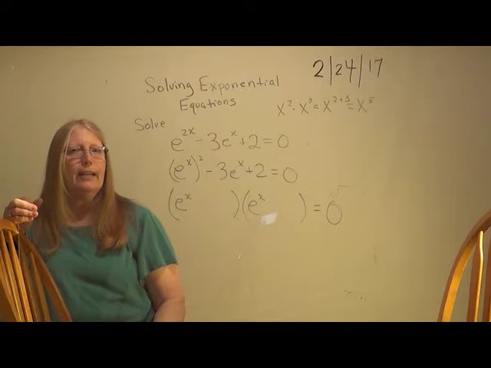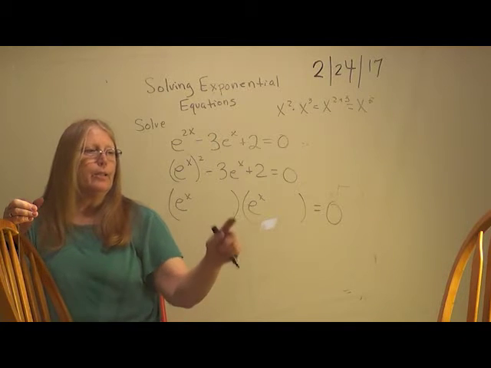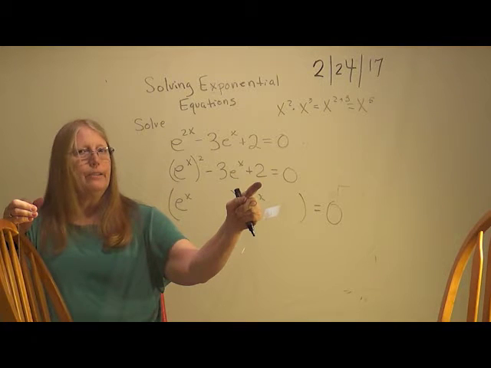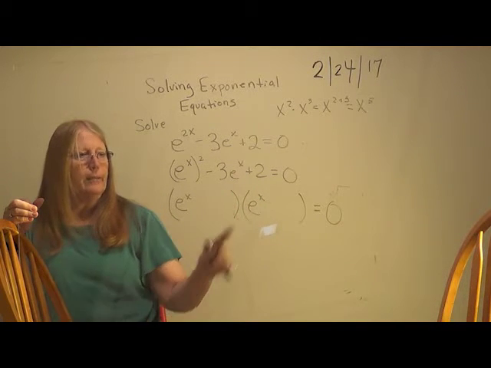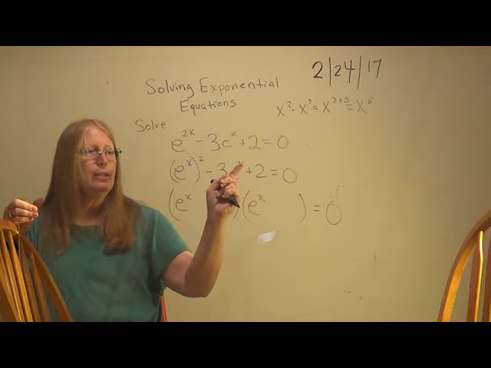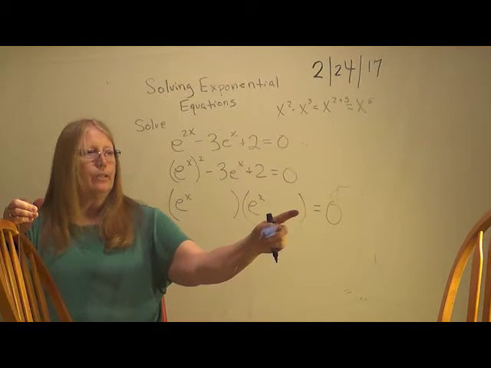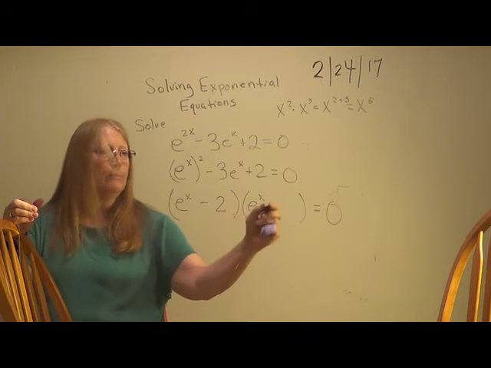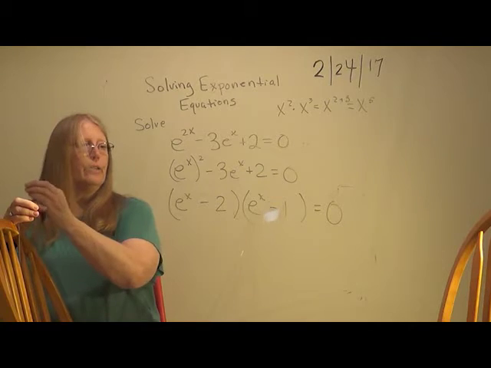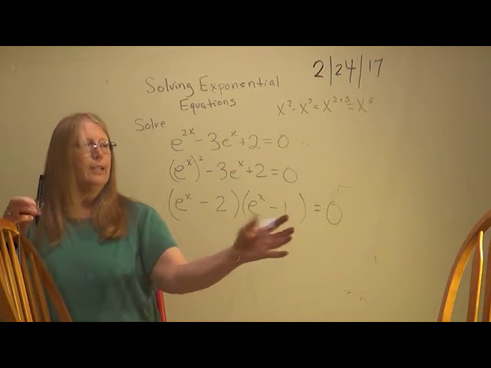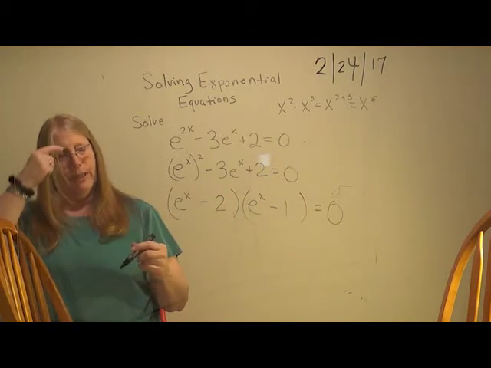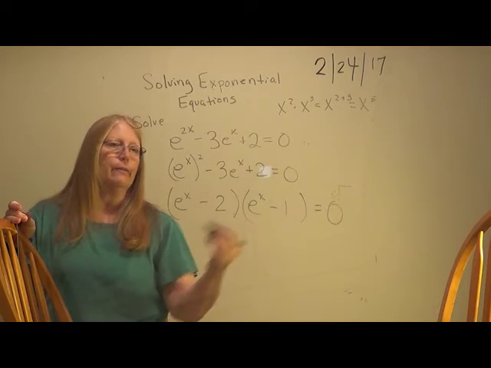Once you see that, it becomes pretty easy to factor and finish it. What two terms will I put here that multiply to give me plus 2? Well, I have a choice. I can put a plus 1 and a plus 2, or a minus 1 and a minus 2. But I see this is minus, so I'm going to pick the minus 2 and the minus 1. Now the inner term gives me a minus 2, and the outer term gives me a minus 1. They do add to give me negative 3 e to the x. So this is the factored form.